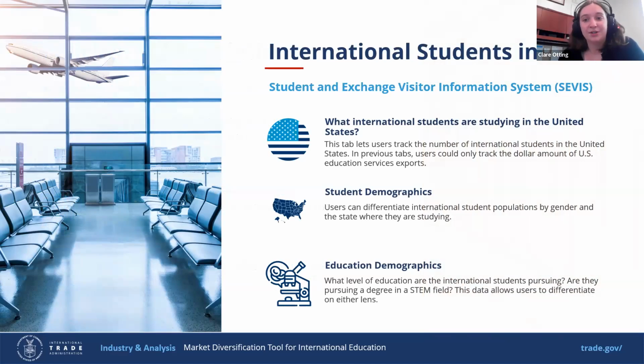Next is data on the number of international students, which comes from the Department of Homeland Security's Student Exchange Visitor Information System, or SEVIS. Whereas the BEA data on US exports is a value number, it has a dollar sign associated with it, this data is on the number of students in the US. You can look at international students broken down by their country of origin, the state where they're studying, gender and education level. And it also contains data that's specific to international STEM students.